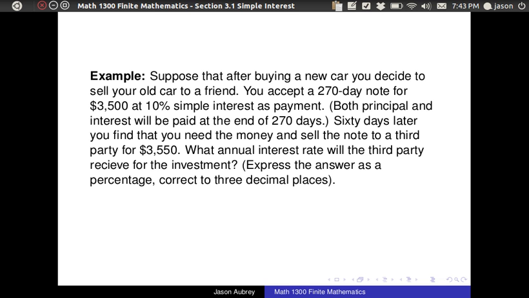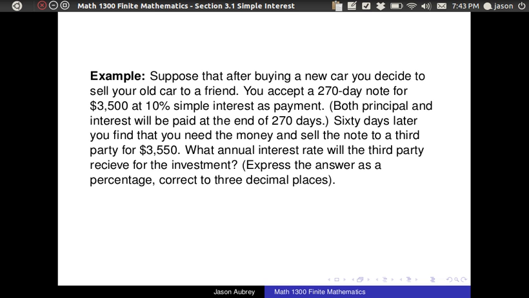But it so happens that 60 days later, you find that you need the money. Okay. You were selling the car. Maybe you want to buy a new car. You've got to make a down payment. You need that money. All right. So what happens? What can you do?